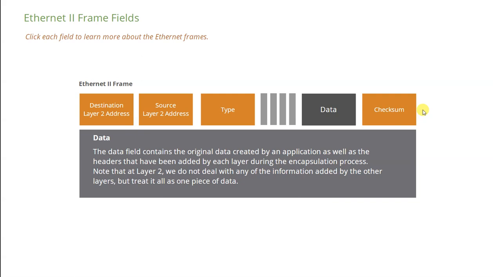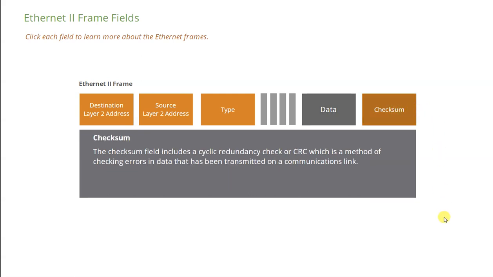Note that at Layer 2, we do not deal with any of the information added by the other layers, but treat it all as one piece of data. The checksum field includes a cyclic redundancy check, or CRC, which is a method of checking errors in data that has been transmitted on a communications link.